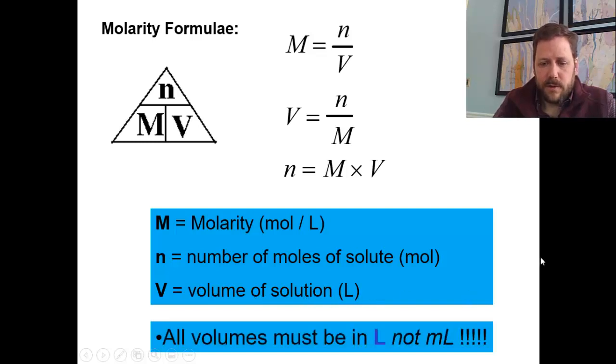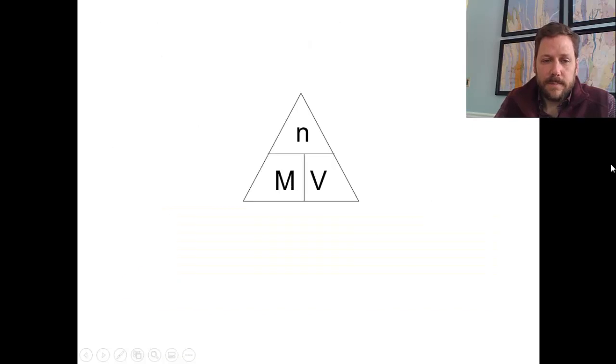Notice that all volumes need to be in liters, not in milliliters, which is a really common mistake since most of the time in the lab we measure a volume in milliliters, but we need to convert to liters before we use any of these formulas. That's because molarity is defined as moles per liter. So again, the uppercase letter M is used for the quantity molarity, but is also understood to be notation for the units moles per liter, uppercase letter M, molarity.